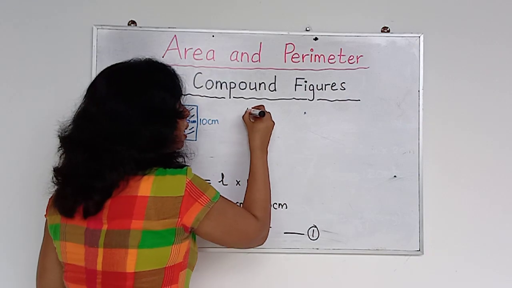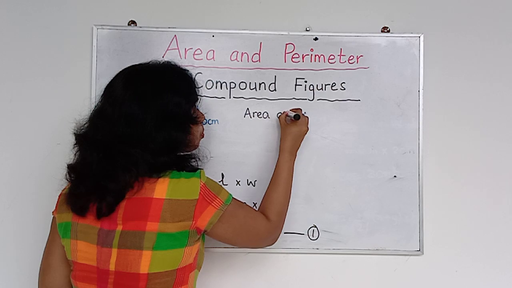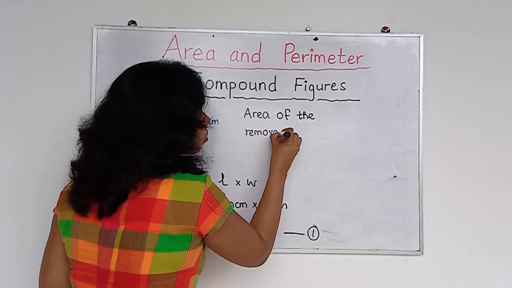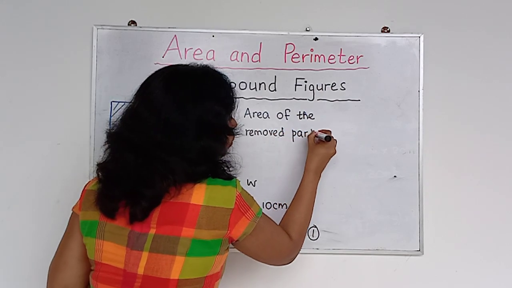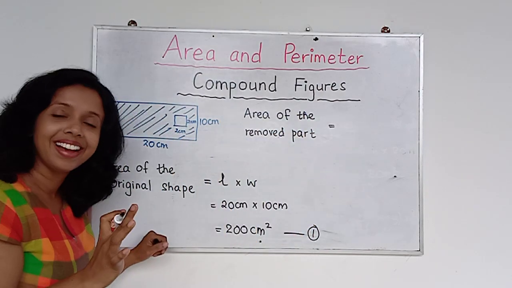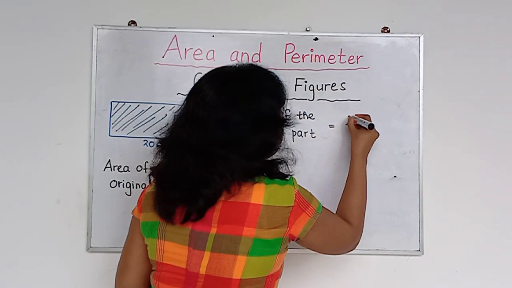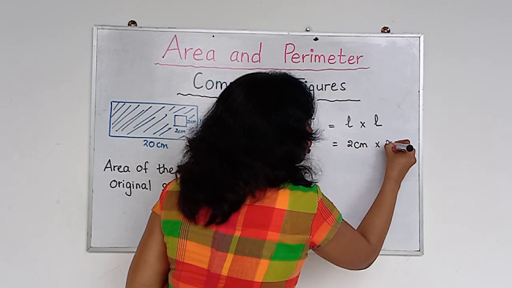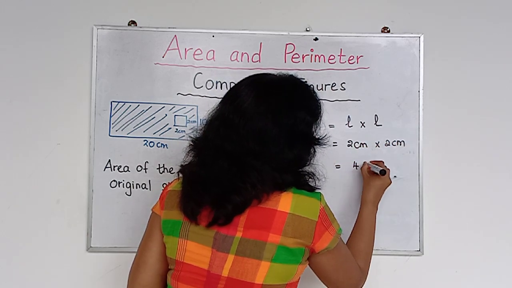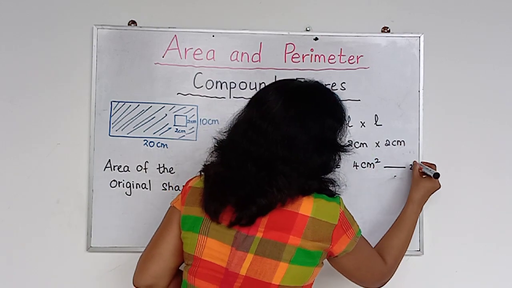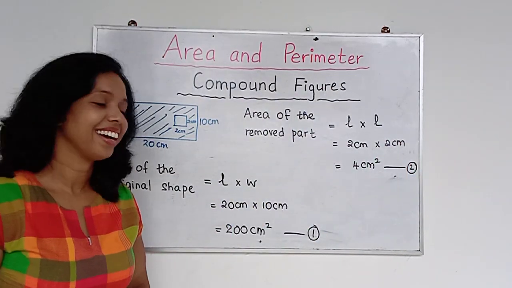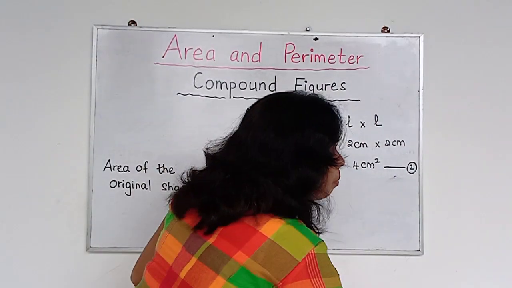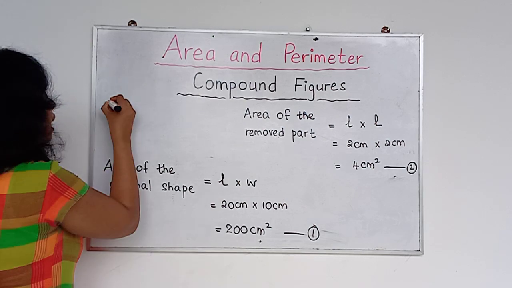I want to find the area of the removed part. So area of the removed part, what is the shape? It is a square. Then what is the formula? Length times length. That means 2 centimeters times 2 centimeters. It is 4 square centimeters. Now you know this should be number 2, right? Okay. Now I am going to erase this, and now tell me what should be the third point.